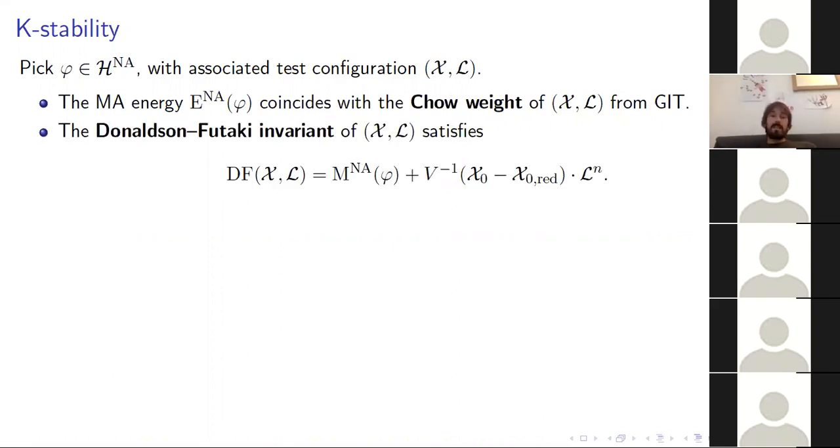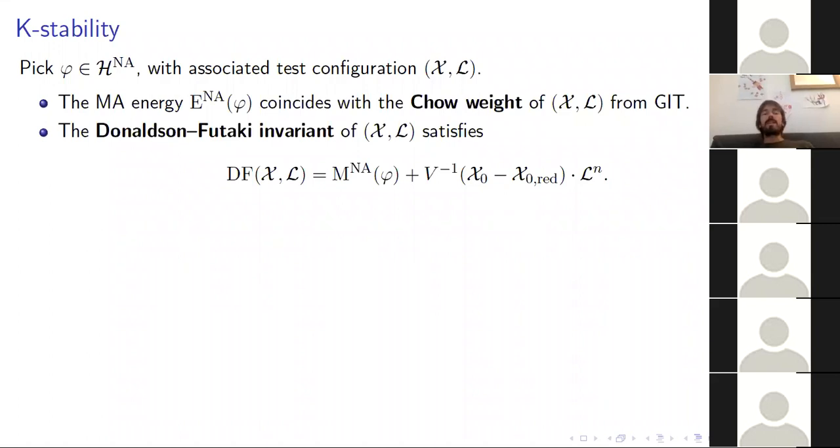And on the other hand, M^NA of phi, the non-Archimedean K-energy, encodes basically the Donaldson-Futaki invariant of the test configuration. That's an invariant that generalizes the classical Futaki invariant, introduced by Donaldson in this algebraic context, and that governs K-stability. K-stability means that the Donaldson-Futaki invariant of any test configuration should be positive.